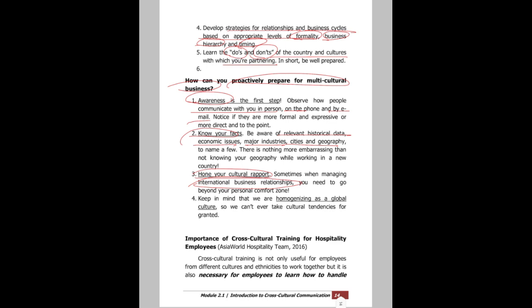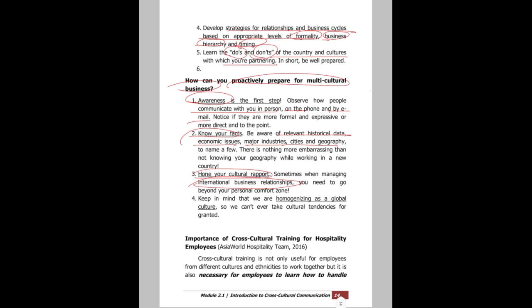So keep in mind that we are homogenizing as a global culture, so we can't ever take cultural tendencies for granted. It means global, pangkalahatan. So, globalization, sabi nga natin. Ibig sabihin, hindi ka lang magfo-focus sa isang aspeto. Hindi ka lang magfo-focus sa isang bansa. Because when you're working in a hospitality industry, kapag kayo is nag-OJT na, lalo na sa mga malalaking hotels, sa airlines, you are going to meet a lot of people from different nationalities. And you really need to face them with professionalism and face them with, let's say, that you are an educated one, na kaya mo silang kausapin despite of their differences.